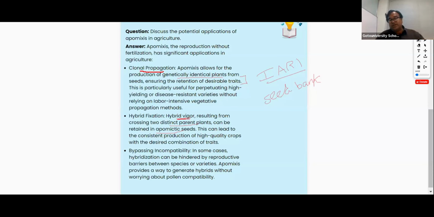Now, bypassing incompatibility: hybridization can be hindered by reproductive barriers between species or varieties, so apomixis generates hybrids without worrying about pollen compatibility. What do you mean by compatibility? We know that if the pollen grain has a fixing structure along with the stigma, that is called compatibility. For example, this software will work in Windows 10 and Windows 8, but this particular software will not work with Windows 7 or Windows 5.